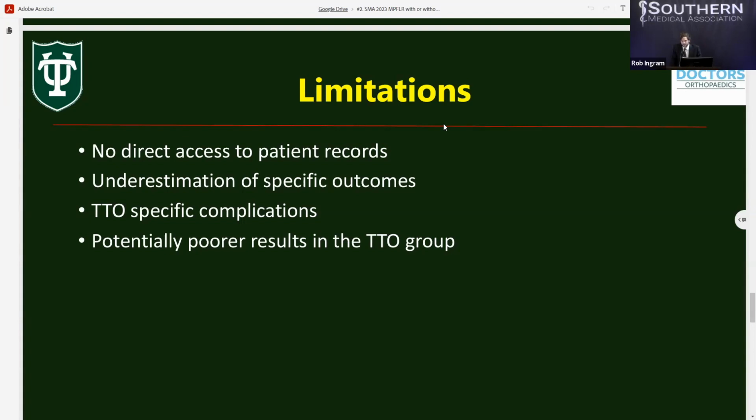Further, TTO-specific complications such as non-union and painful hardware requiring removal were not included, so that a similar complication profile could be directly compared between groups. Finally, our comparison of each surgical method could be confounded by poorer overall results in the MPFL reconstruction with TTO group due to potential predisposition for less favorable outcomes in patients with pre-existing anatomical abnormalities.